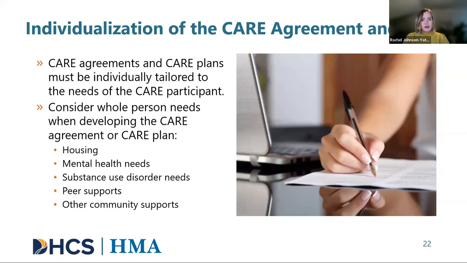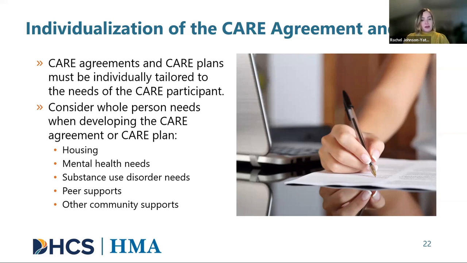And as we've touched on already, the CARE agreements and the CARE plans must be individually tailored to the needs of the CARE participant. CARE participants engaged in the CARE process often have had many experiences trying to access social services. It's important that we ask them about what they have tried, what has worked, and what didn't, and that we keep in mind that individuals have multiple ways in which their identity could impact their preferences.